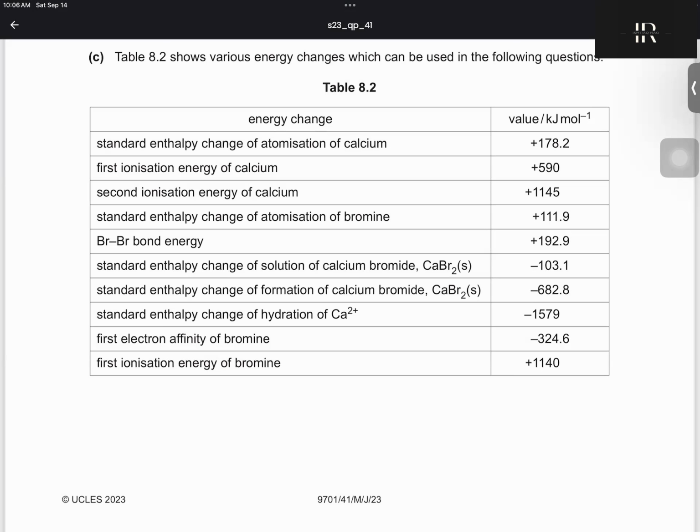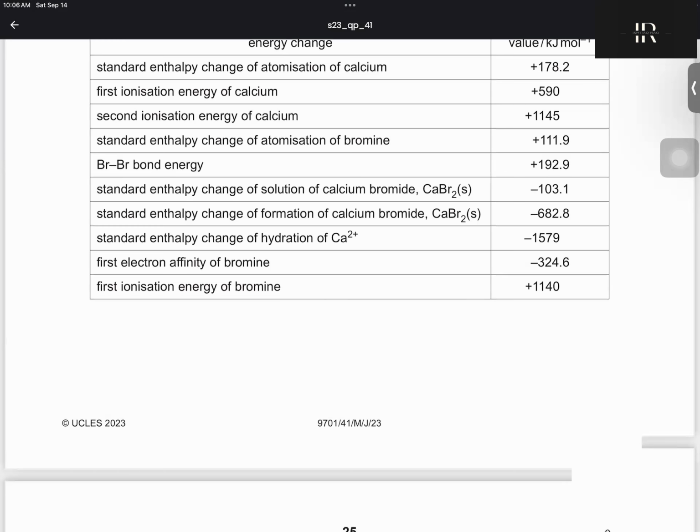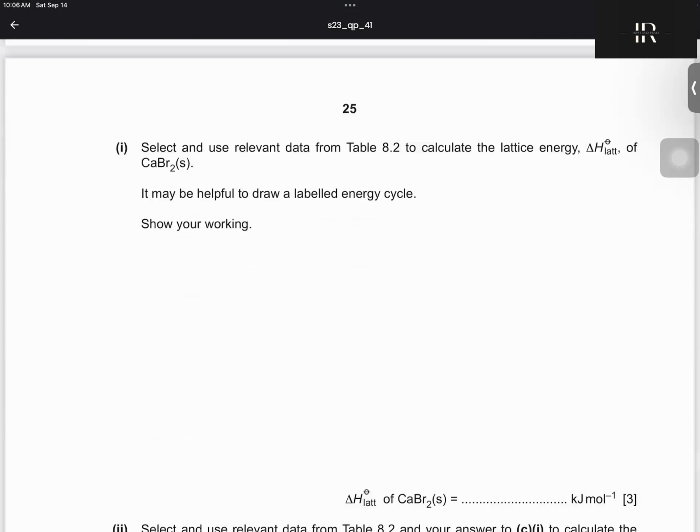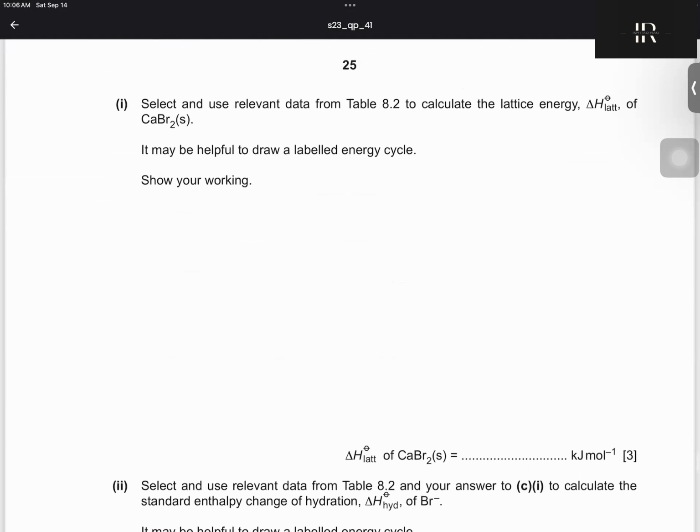If you can see what they are asking in this question: select and use relevant data from table 8.2 to calculate the lattice energy of CaBr2 solid. It may be helpful to draw a labeled energy cycle. Show your working. This is of 3 marks.